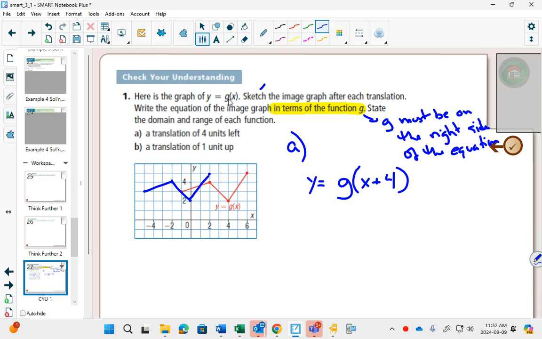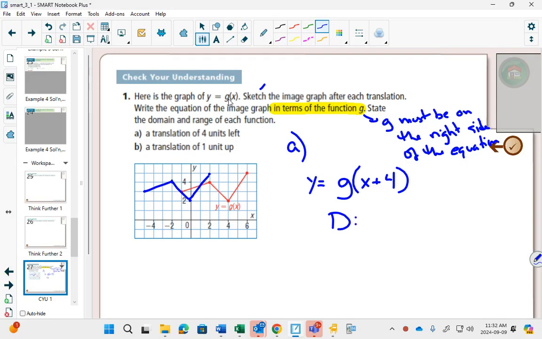Now I don't know the actual equation of this red graph, but I do know the function equation of this graph. And so I would show the same thing. Inside, I have a +4 of g of x. Again, I finished, so I reread the question again. State the domain and range.